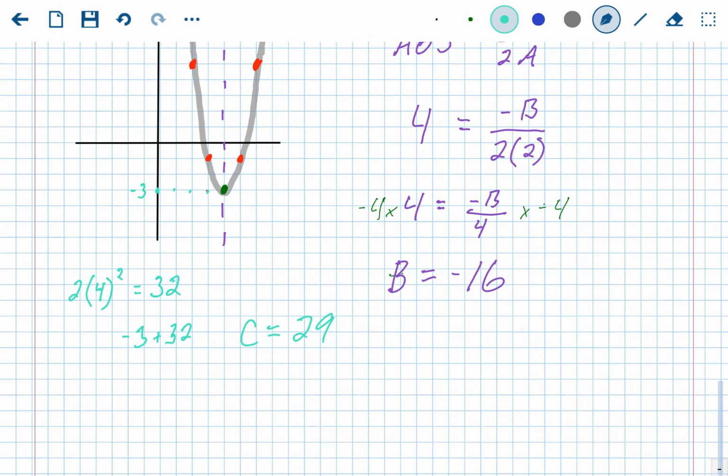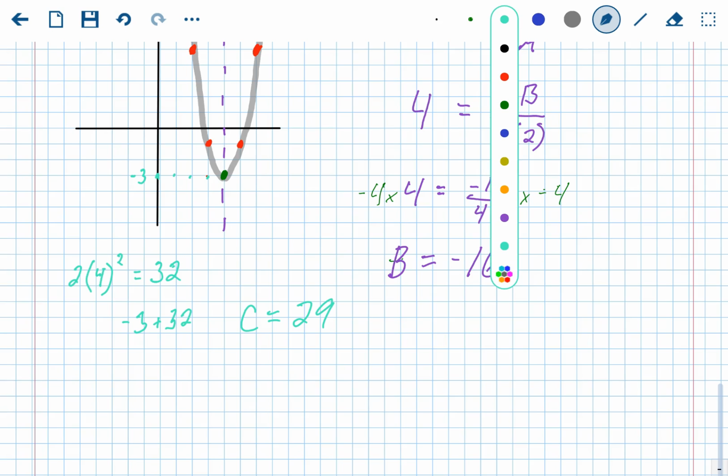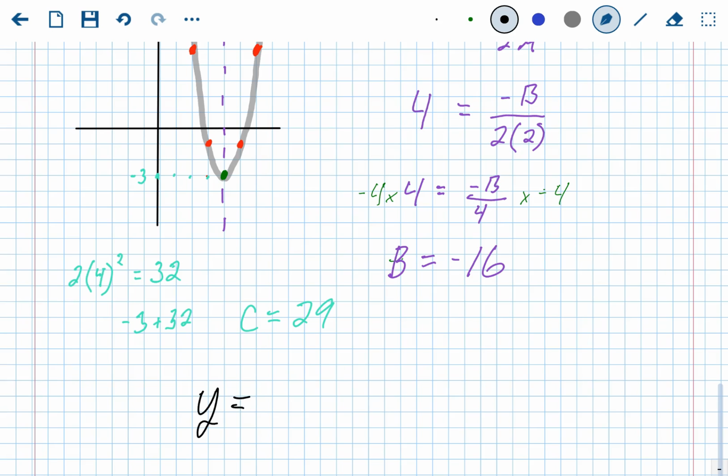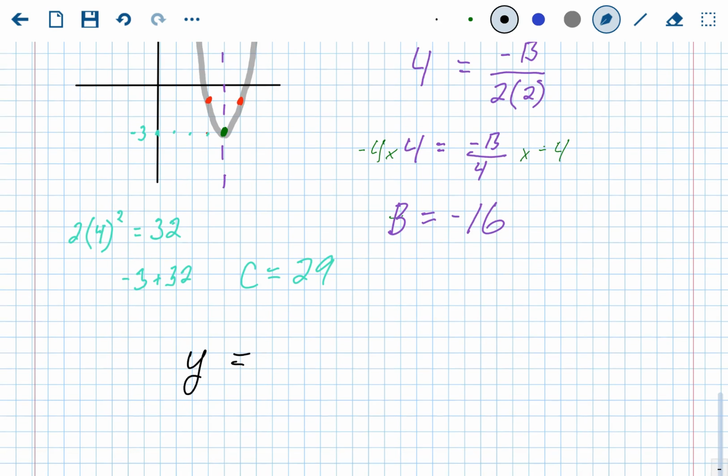And then once you know a, b, and c, you could write that as an equation in standard form. So that equation of the graph, even though we were only given an a value and a vertex, we were able to find the equation. It's going to be 2x squared minus 16x plus 29.